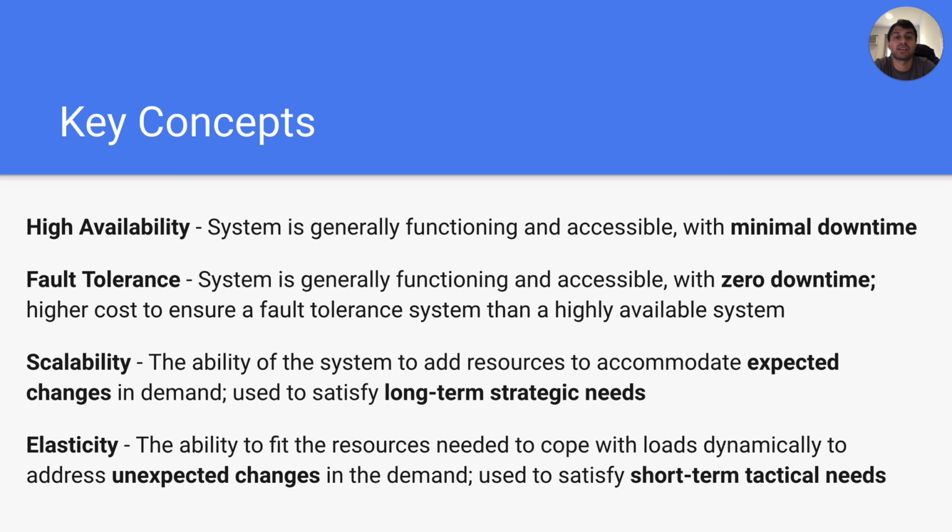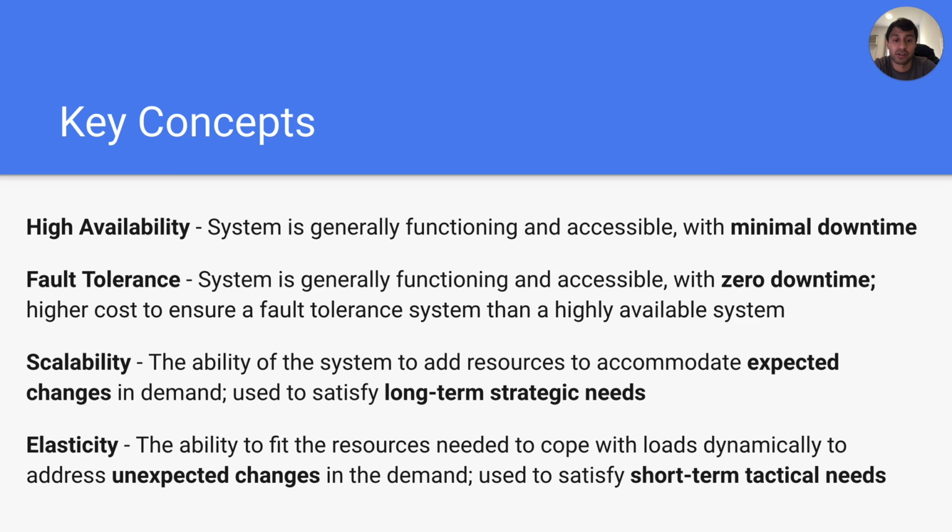Elasticity, on the other hand, is the ability to fit the resources needed to cope with loads dynamically to address unexpected changes in the demand. Elasticity is used to satisfy short-term tactical needs. The example here would be if your retail website was selling a gizmo that Barack Obama tweeted about at 1 p.m. All of a sudden, your website saw a massive spike in demand for this gizmo. An elastic system would be able to dynamically scale up the amount of servers to handle this spike, and then scale back down when the spike has subsided.